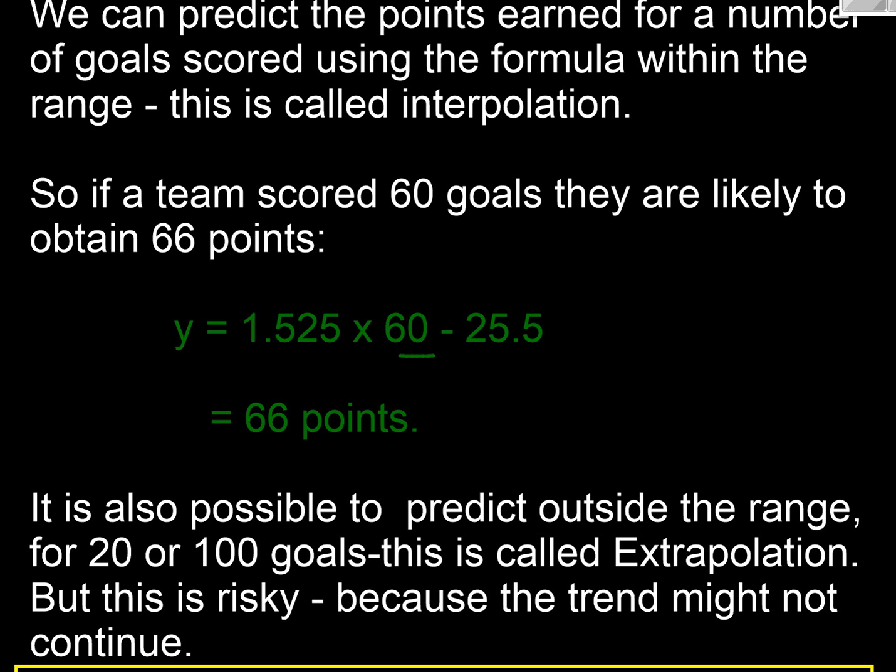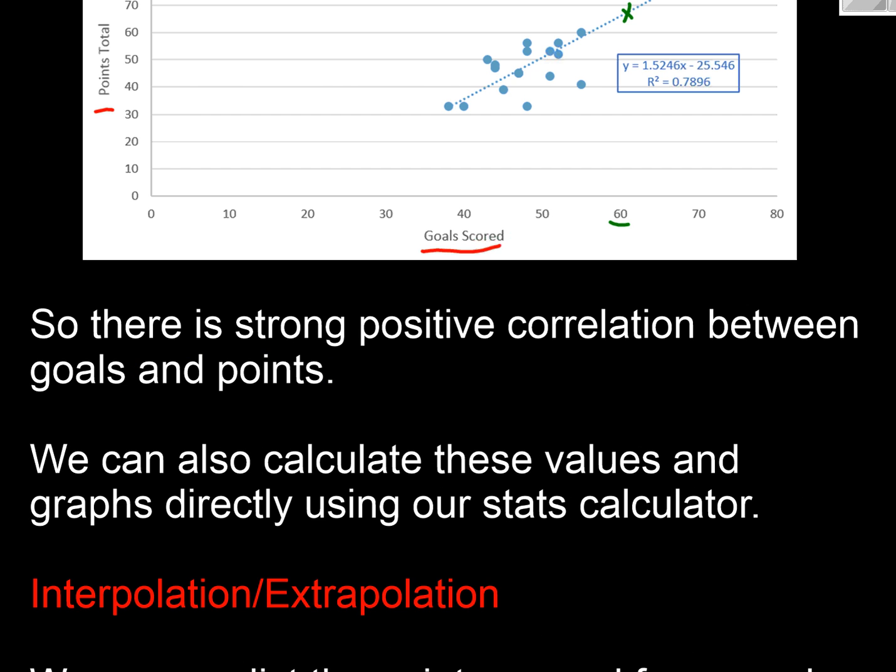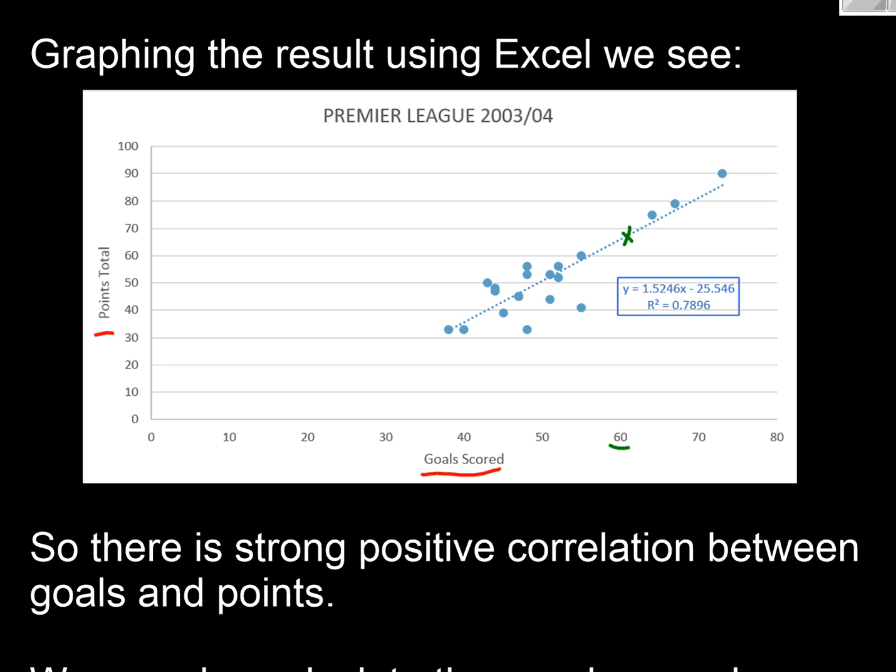So for 60 goals with a gradient of 1.525 and a constant of minus 25.5, we would expect to get 66 points. Okay, so that's basically what we've done mathematically. We found this point here, and that would be 66. And we could do that anywhere within this range of the actual data, and we would call that interpolation because it's internal to what we're working on.